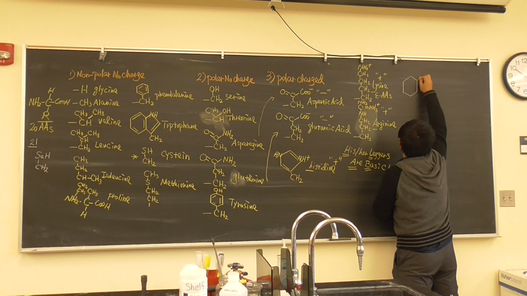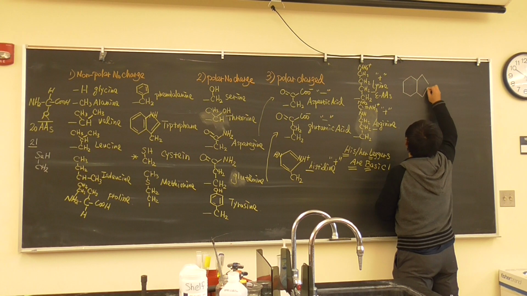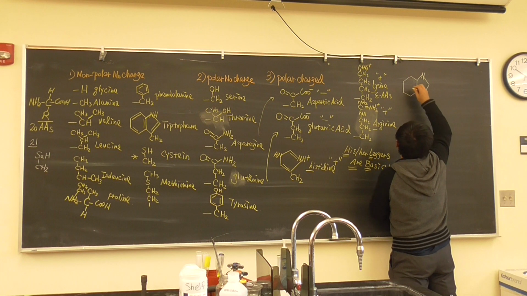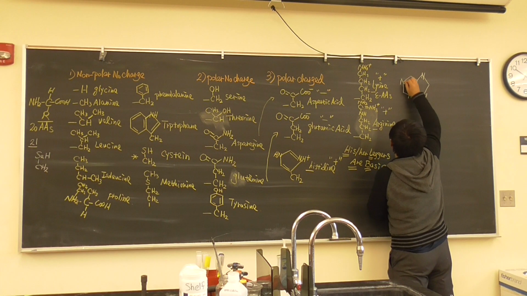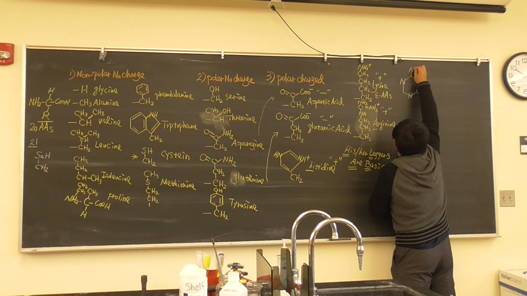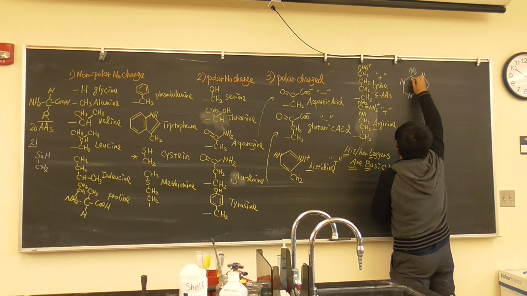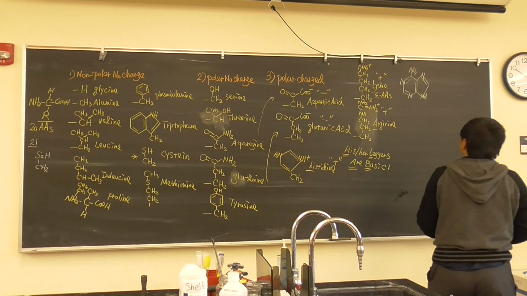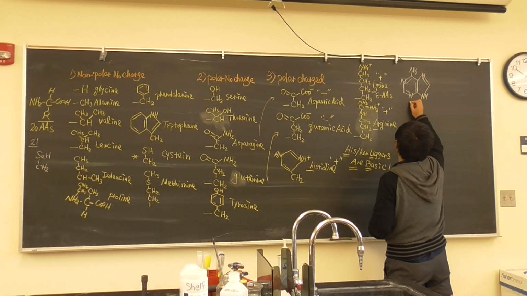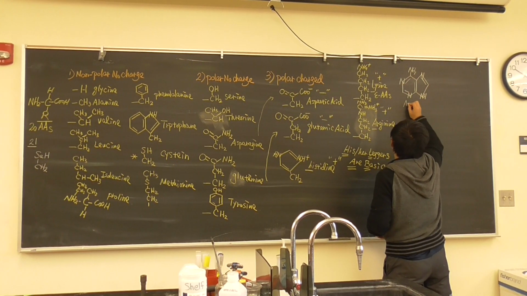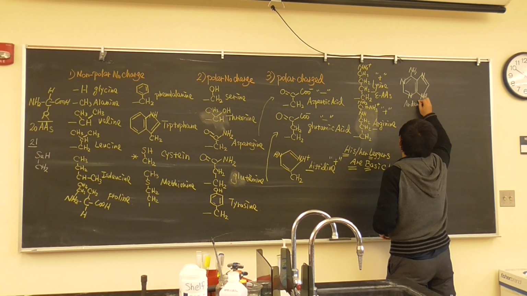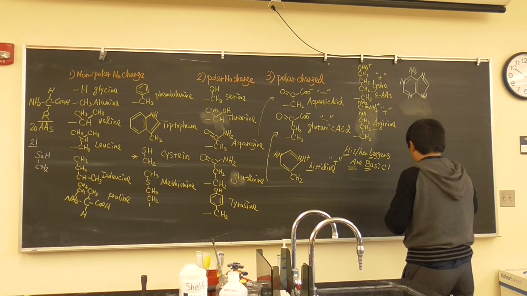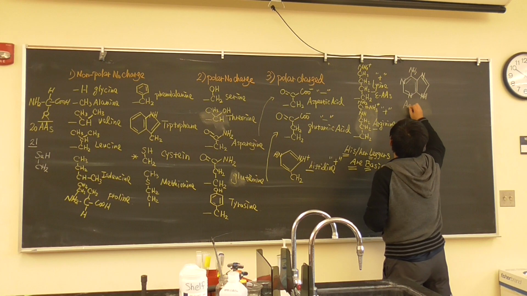Okay, now we draw. It's a 6 carbon, 5 carbon ring, NH. So we have N on the top, NH2. Then what we do? Go here, go here, go here. Okay, this is what we call adenine. It should be just the A. Adenine.